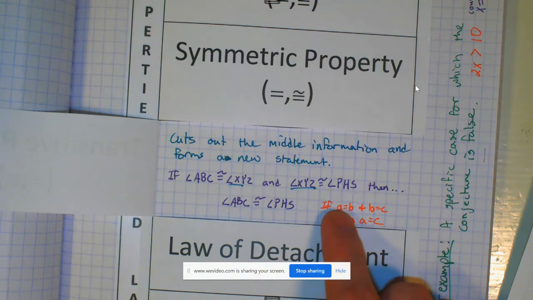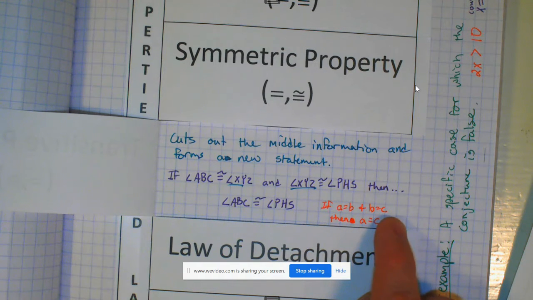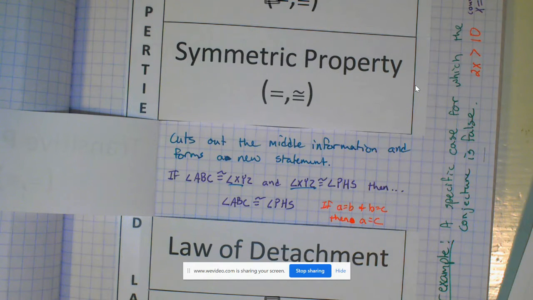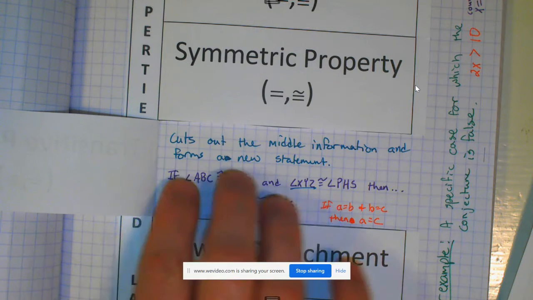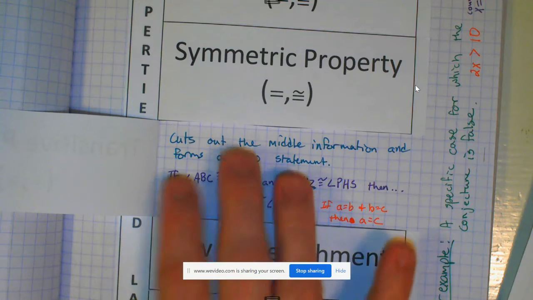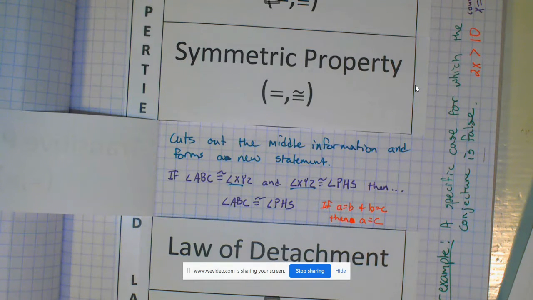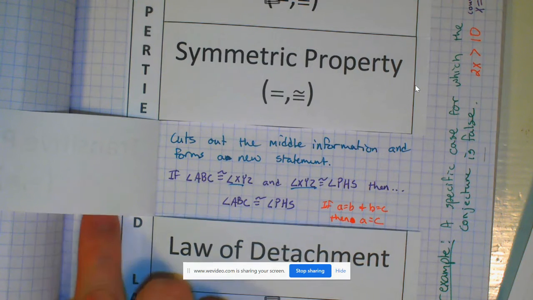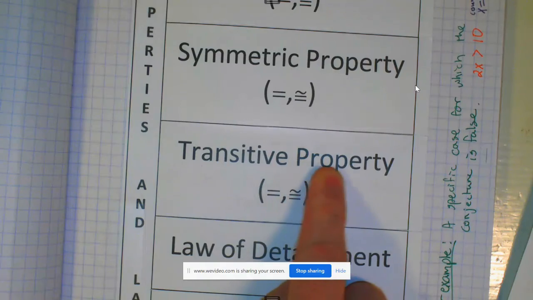Here's kind of a real simple one with equals. If A equals B and B equals C, then A equals C. Okay, it's a linking property. We can link multiple things together. Okay, I could go through 10 different things here, linking them all together, and then at the end, the first one is going to equal the last one. Okay, it's a linking property. That's the transitive property.